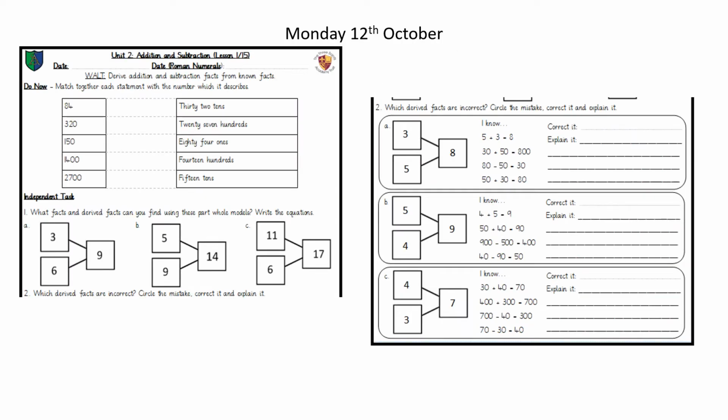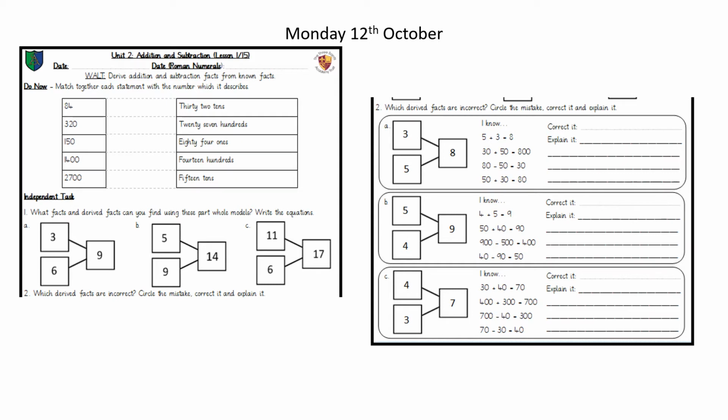For today's lesson, we're starting a new unit on addition and subtraction. So, for you to do now, I want you to match together the number with the words. Now, I'll start you off. The first word says 32 tens. If I've got 32 tens, I've got 32 lots of 10. I've got 32 multiplied by 10. 32 multiplied by 10 is 320. I wonder whether you can match the rest of them up.